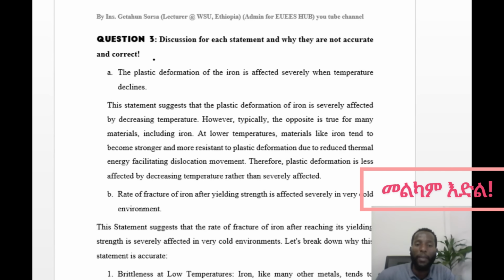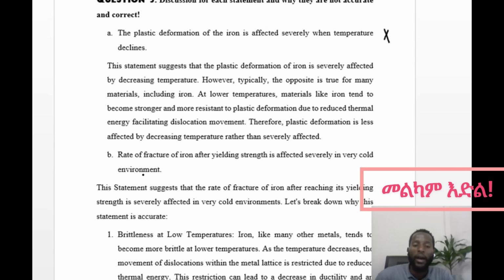In A, the plastic deformation of iron is affected severely when temperature declines. This statement suggests that the plastic deformation of iron is severely affected by decreasing temperature. However, typically the opposite is true for many materials, including the given iron. That means at low temperature, materials like iron tend to become stronger and more resistant to plastic deformation due to reduced thermal energy facilitating dislocation movement. Therefore, plastic deformation is less affected by decreasing temperature rather than severely affected. Therefore, this is incorrect about that graph.